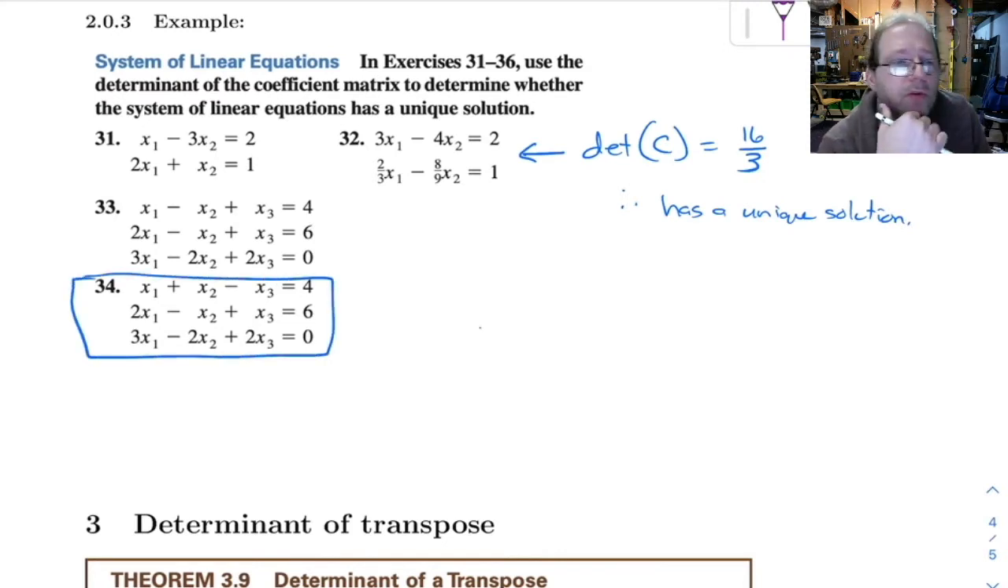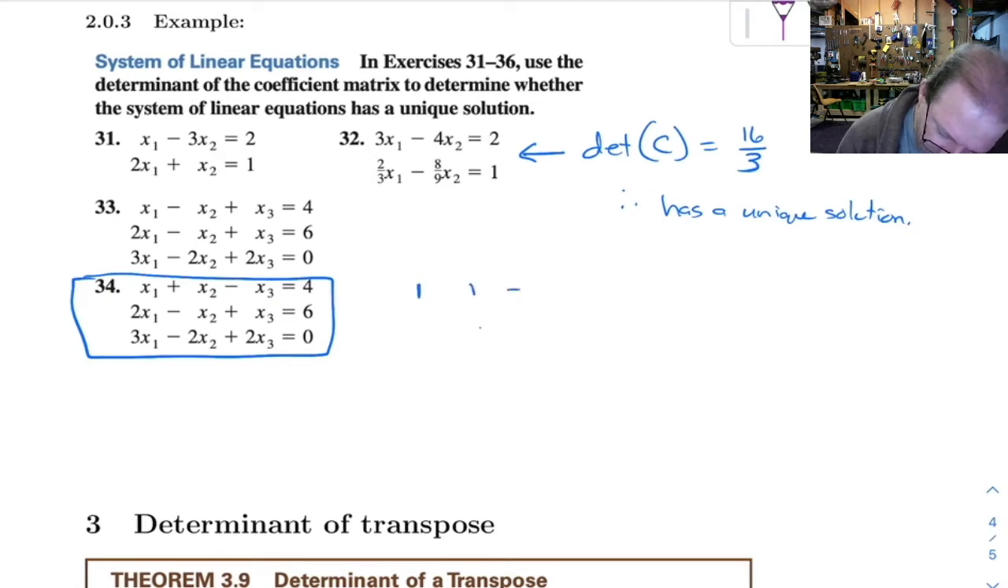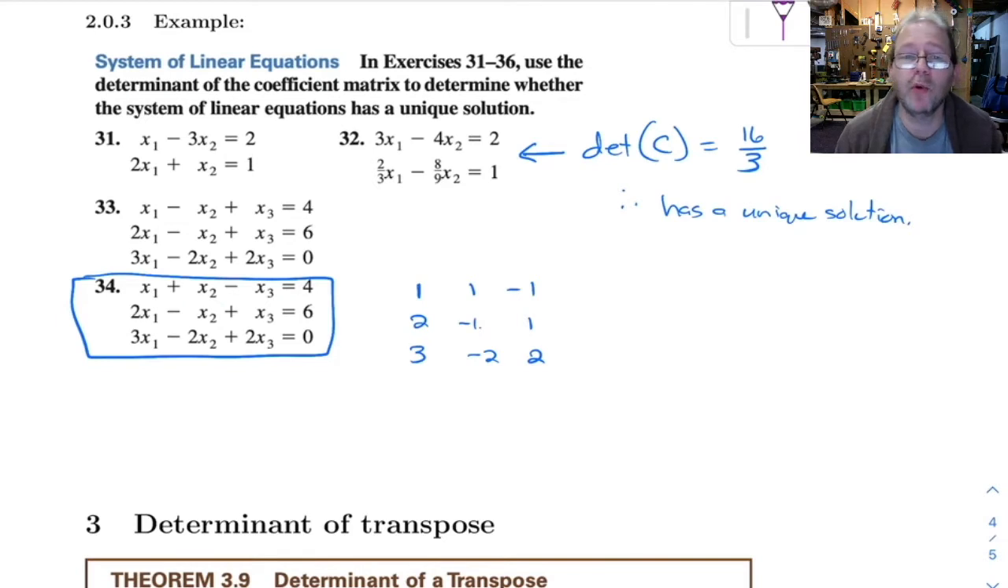All right, let's also do 34. So on 34, the coefficient matrix, I want to do this one by hand, and then we'll do it on Octave. It's important for us to look at both of those on this one. So I'm going to copy that over. I'm going to put 1, 2, 3, negative, then 1, -1, 2.